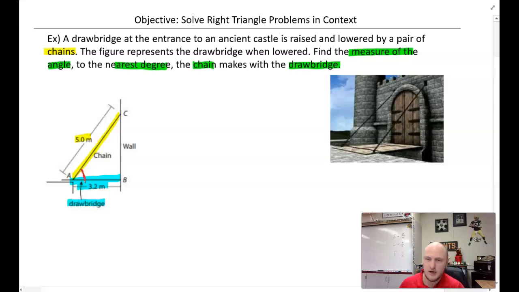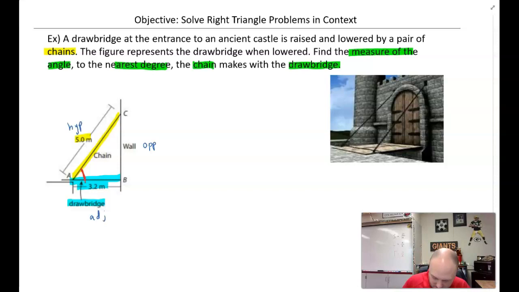We want angle A. If they had said find the angle the chain makes with the wall, that would be up here. But they don't say that, so I don't want that. In order to find this angle, I need to use a trig function. Looking at the information given, the side opposite is the wall, the side adjacent is the drawbridge, and the hypotenuse is the chain. So I'm just labeling those.